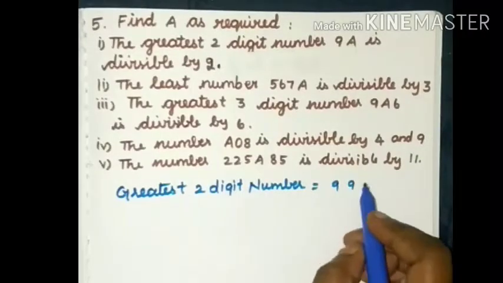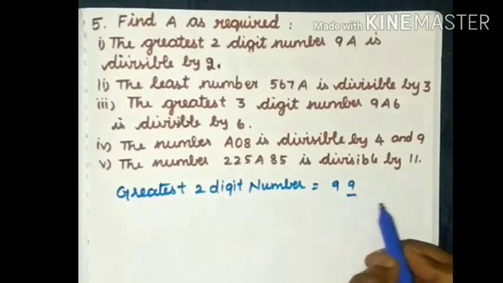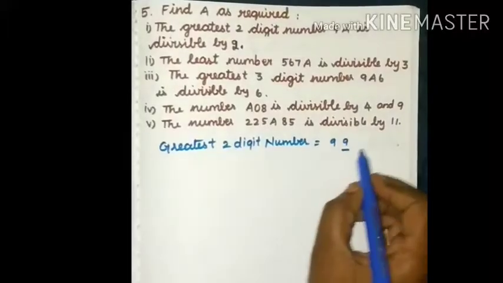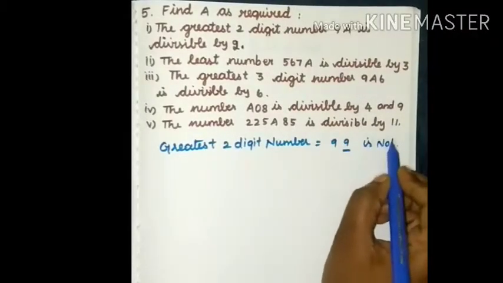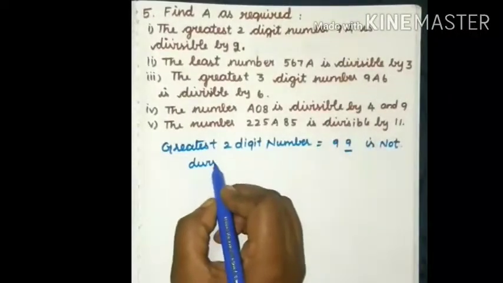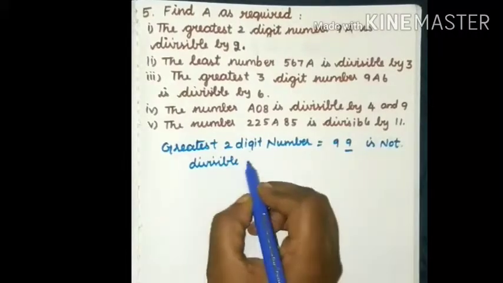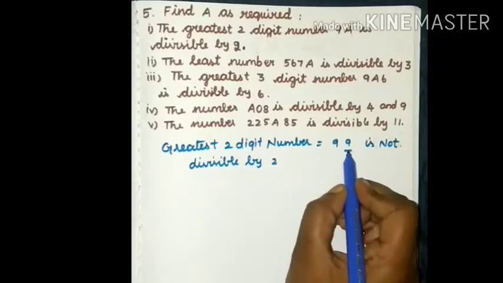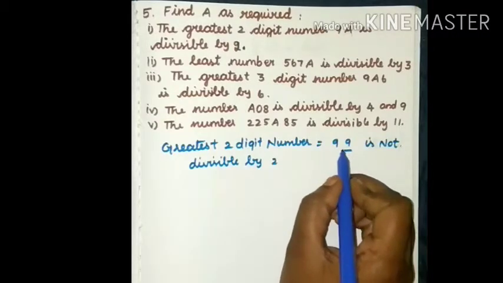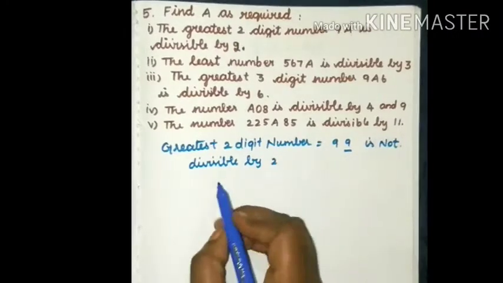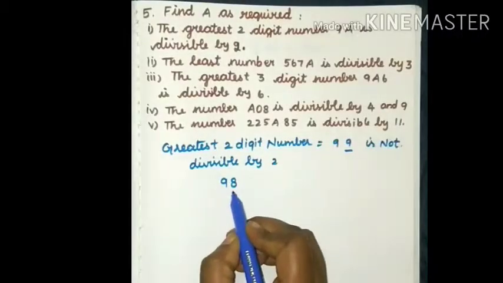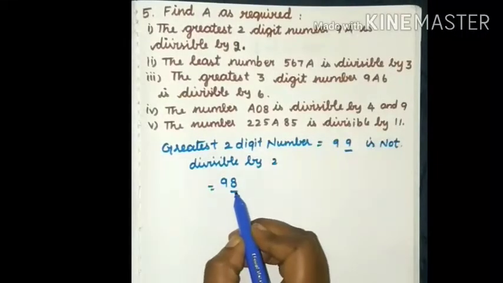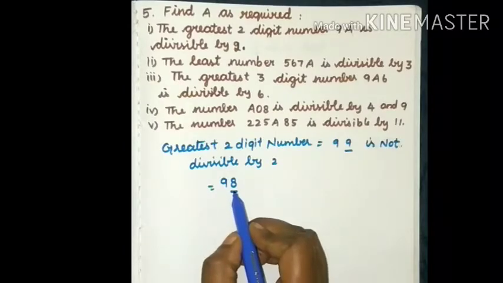99. Here, the ones place ends with an odd number. So 99 is not divisible by 2, because the ones place ends with an odd number. The next greatest 2-digit number is 98. Here the ones place ends with an even number, so it is definitely divisible by 2.